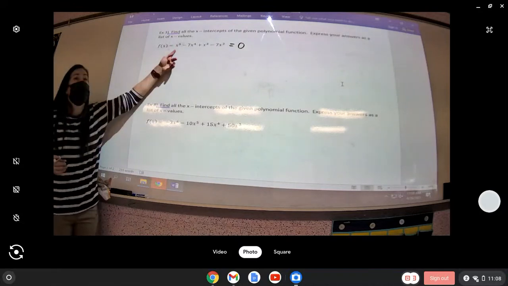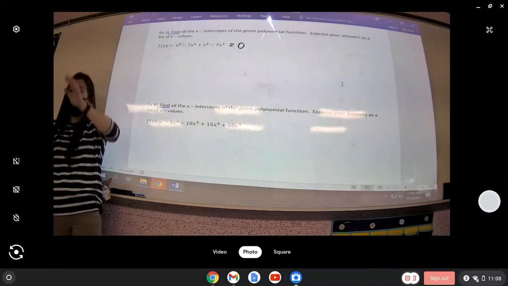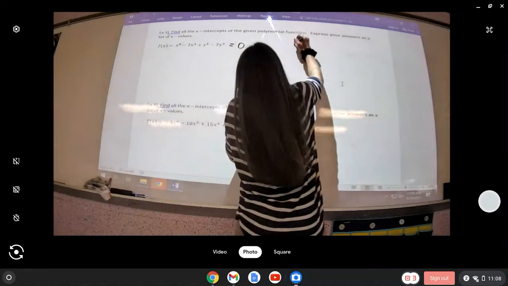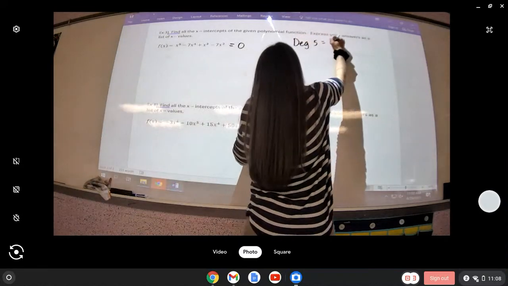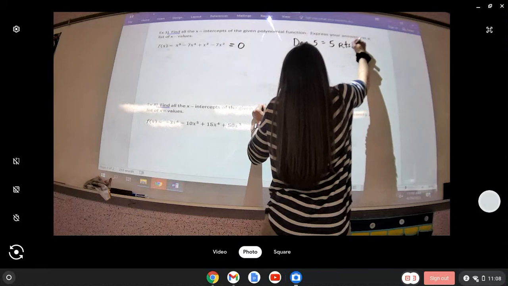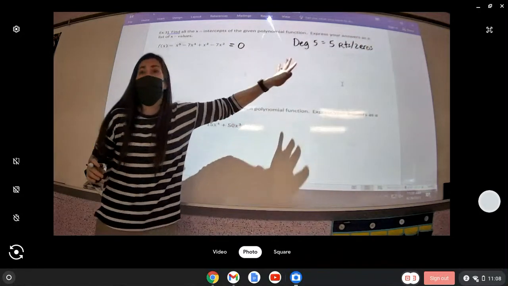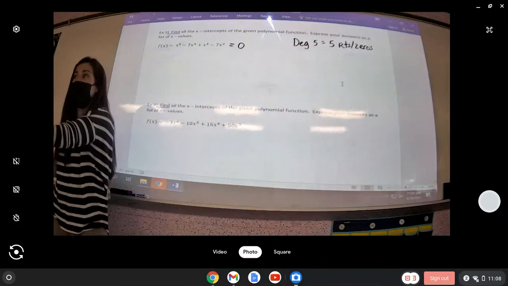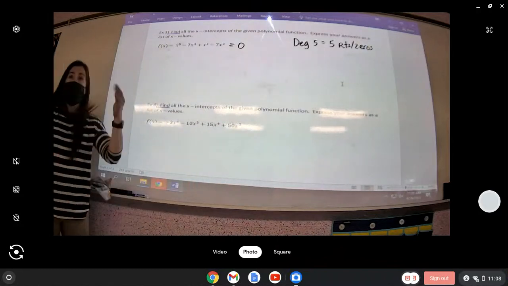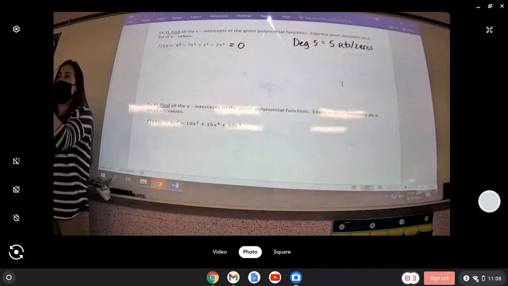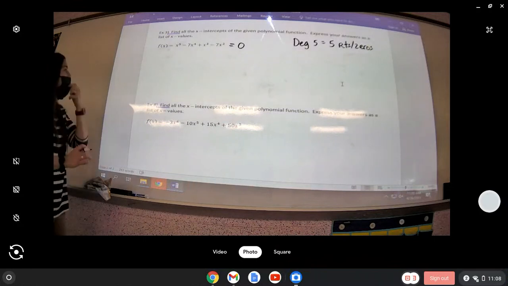All right, guys, we got a degree 5. We should have 5 answers. This is nuts. So we're at a degree 5, so we should have 5 roots or zeros or answers. But remember, if any of those 5 answers are imaginary, they will not count as an x-intercept. So it doesn't mean I'm going to have 5 x-intercepts necessarily. All right, here we go.